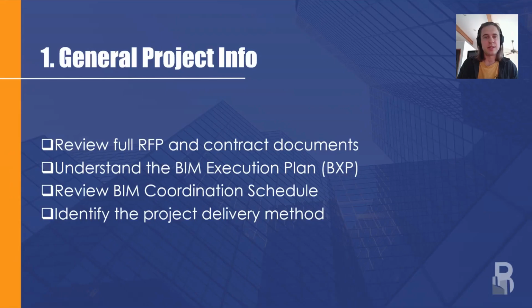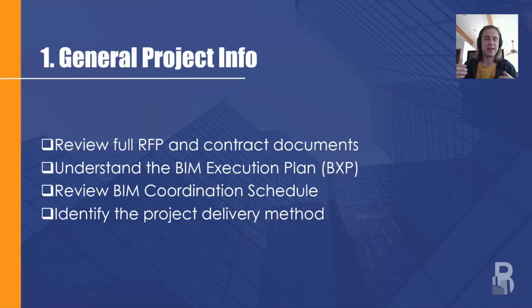So here is the checklist. The first group of items is general project information. So just like you normally would putting together an estimate, review the full RFP and contract documents. Understand the BIM execution plan. So what is a BIM execution plan?